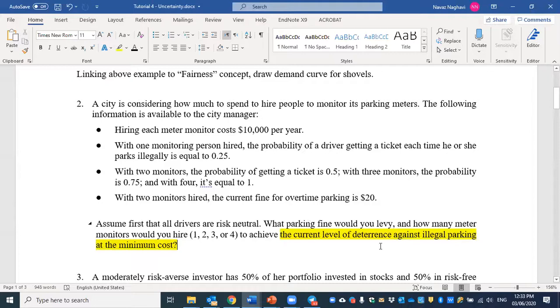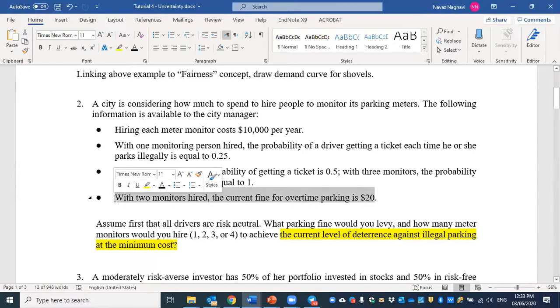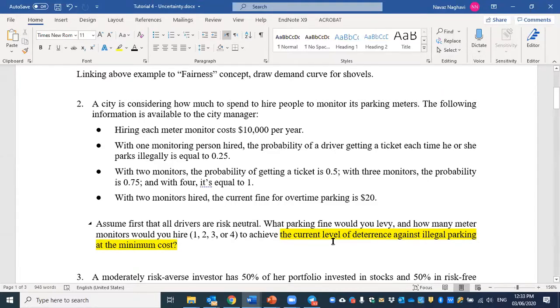First of all, we want the current level of deterrence. So it means that whatever this situation is, we want to keep the current level of deterrence, and at the same time, we want to minimize the cost. So two things are given to us: keeping the deterrence at the same level, and minimizing the cost. Now, how do we make sure we keep the same level of deterrence? What do we have? We have two monitors and $20. So what can we calculate?